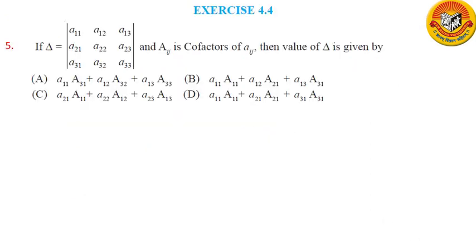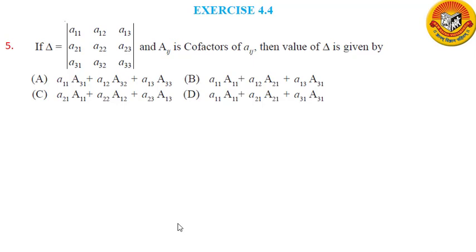Now let us come to the fifth question. Again delta is given and Aij is cofactor of small aij. Then the value of delta is given by. Now I have to check the formula, which formula is correct. The first is a11 a31. Now a11 into A13 there should be, so the first option is not correct. Second is a11 into capital A11, a12 into capital A, it should be 12, so again the second is also incorrect. Third option a21 into A12, again this is not correct.